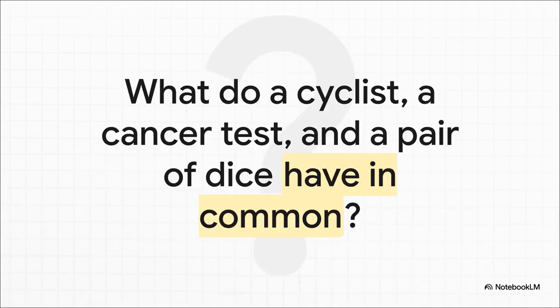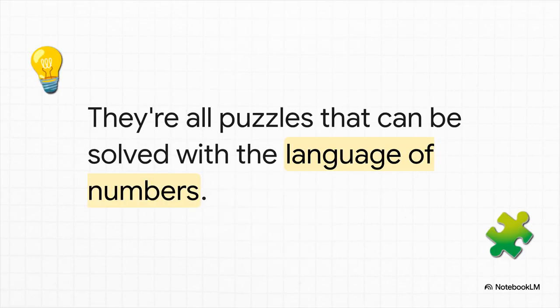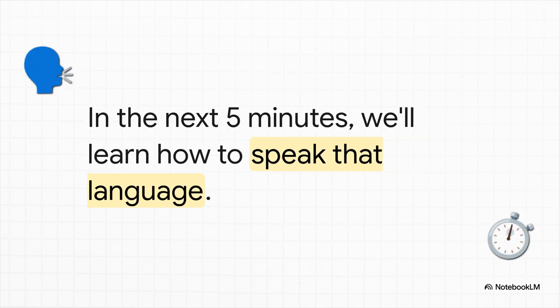So, this sounds like the beginning of a weird joke, doesn't it? A cyclist, a medical test, and a pair of dice. What on earth could possibly tie all of those things together? Well, it turns out they're all just puzzles. Puzzles that become surprisingly easy to solve once you understand the clear, logical language of numbers. And that's exactly what we're going to do.